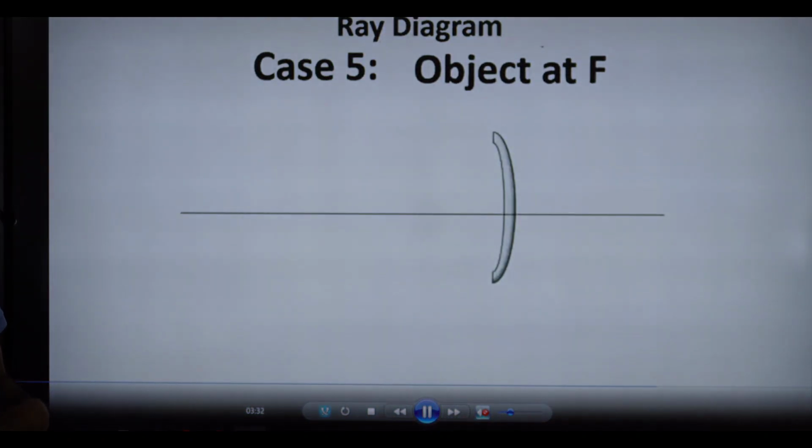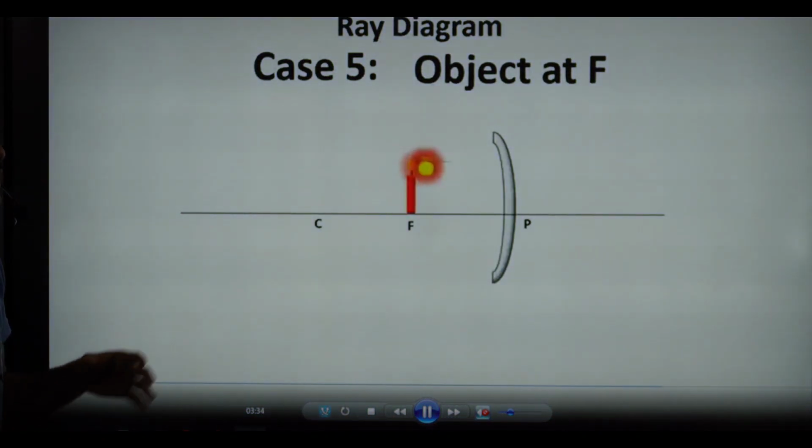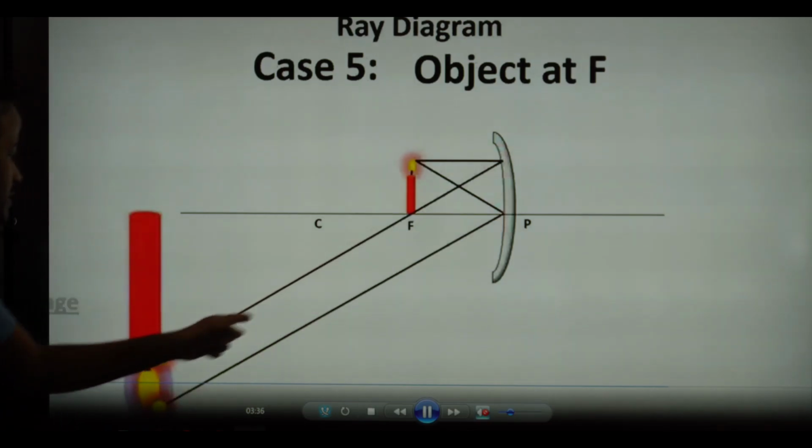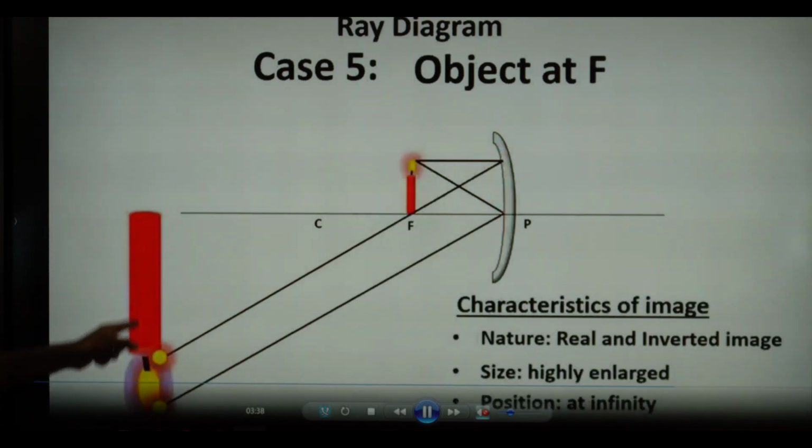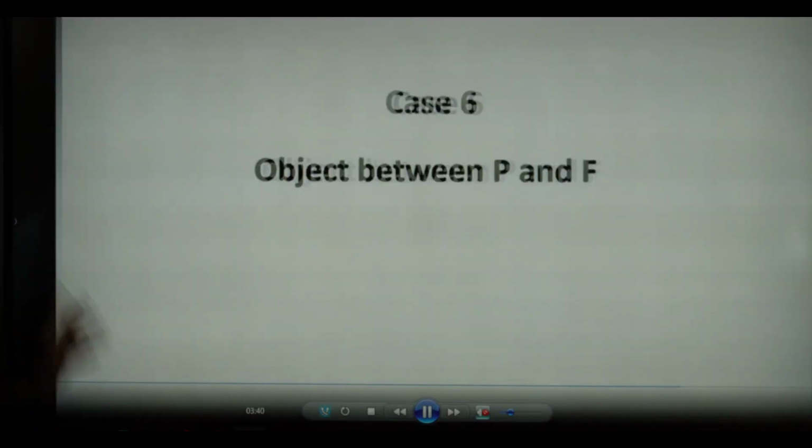So for case 5, when you place the object at F, where you are getting the image, the reflecting rays meet very far, so you will get an inverted, enlarged image. You will get it like this.